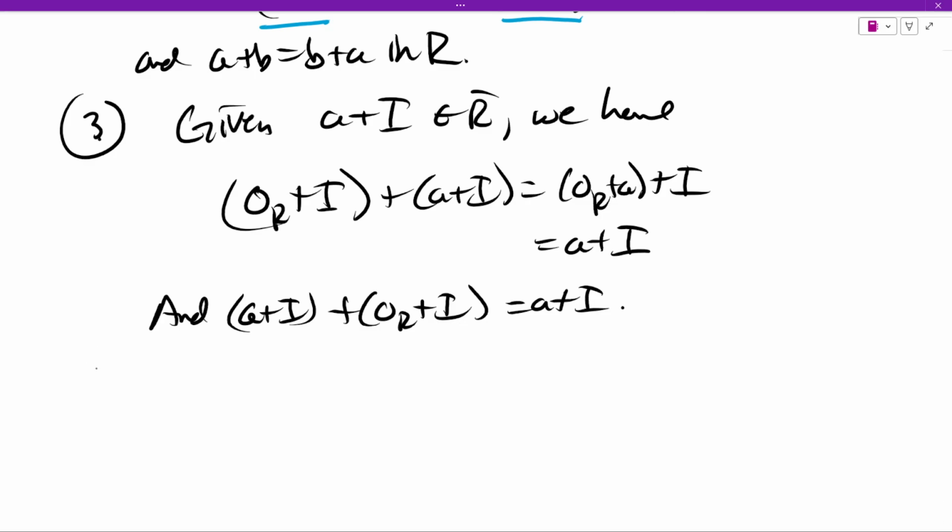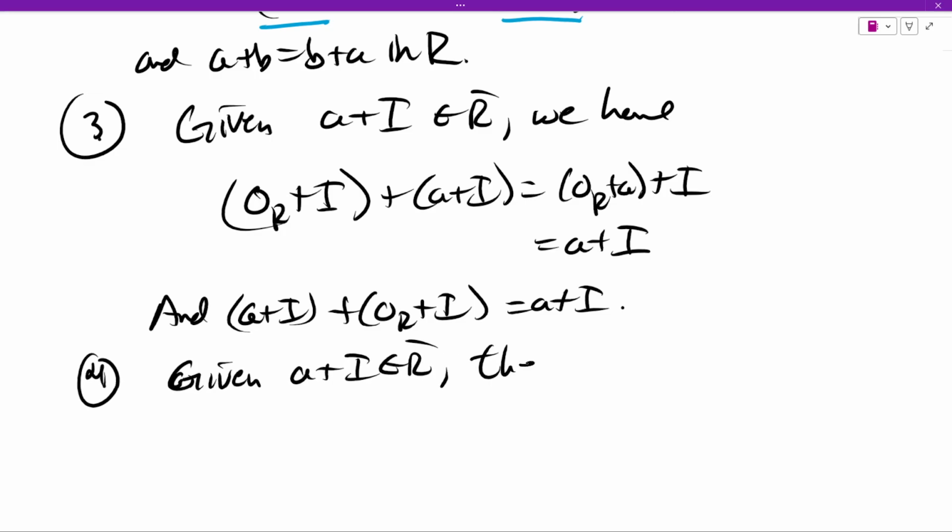And then the last of the additive axioms is that if we have some A plus I in our R bar, then we have to find an additive inverse. Sorry, I said additive identity, my bad. I claim that additive inverse is negative A plus I.